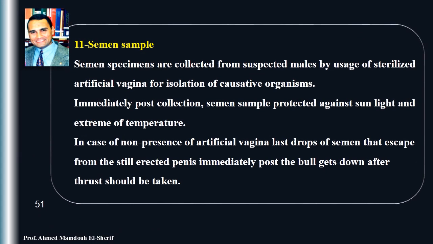Semen sample. Semen specimens are collected from suspected males by using a sterilized artificial vagina for isolation of causative organisms. Immediately after collection, the semen sample is protected against sunlight and extremes of temperature. If an artificial vagina is not used, the last drops of semen that escape from the still erect penis immediately after the bull gets down after the thrust should be taken.